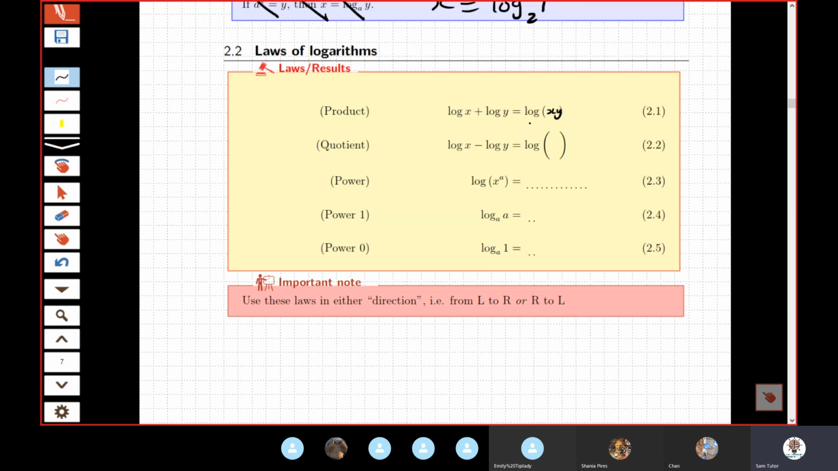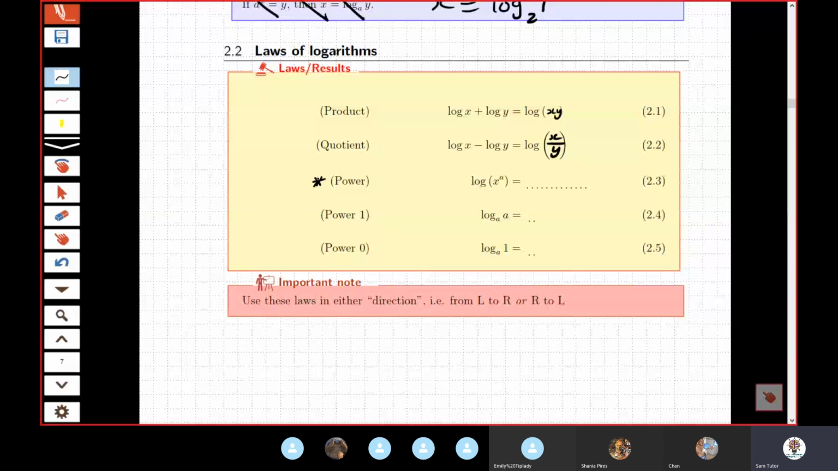Sounds familiar, right? Comes from your index laws. If they're multiplied, you add the indices. Well, that's the idea. If these two terms are multiplied, you add your logs. Of course, if they're subtracted, what do you think? Divide, right? Log x minus log y is the same as log x on y. You divide, subtract logs.